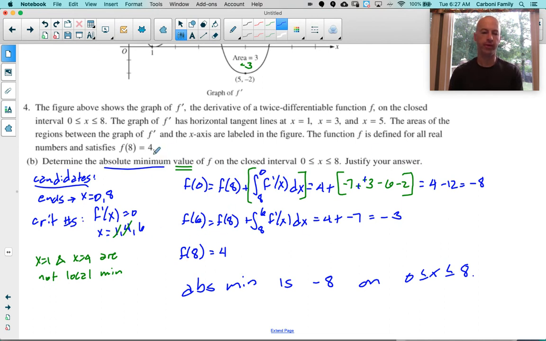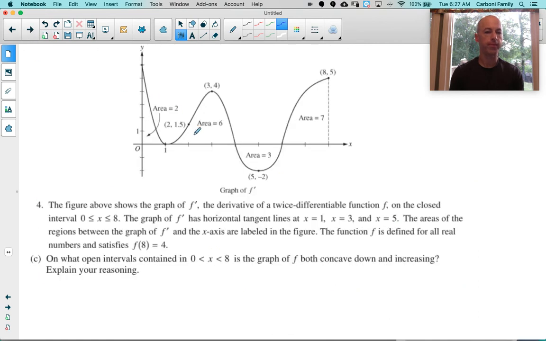And do remember that you are looking for the minimum value. Notice I did not say the absolute minimum is at x equals 0. I gave you the value that was returned. If they want the x coordinate for an absolute minimum, they will ask you specifically at what x coordinate does the minimum occur. And they didn't say that. They wanted the actual value. So let's move on to part C.